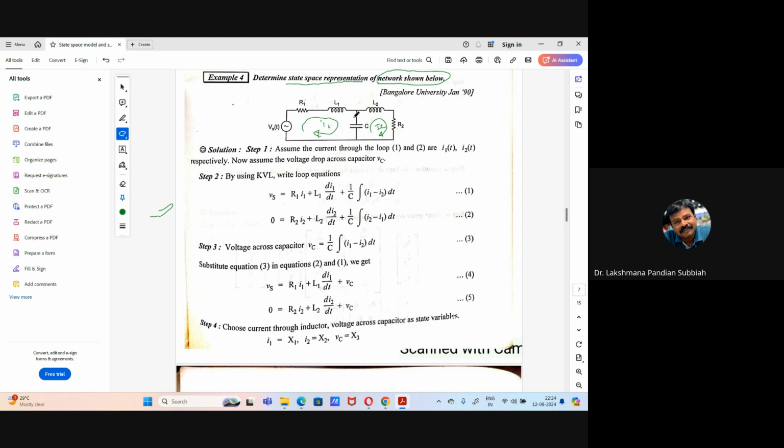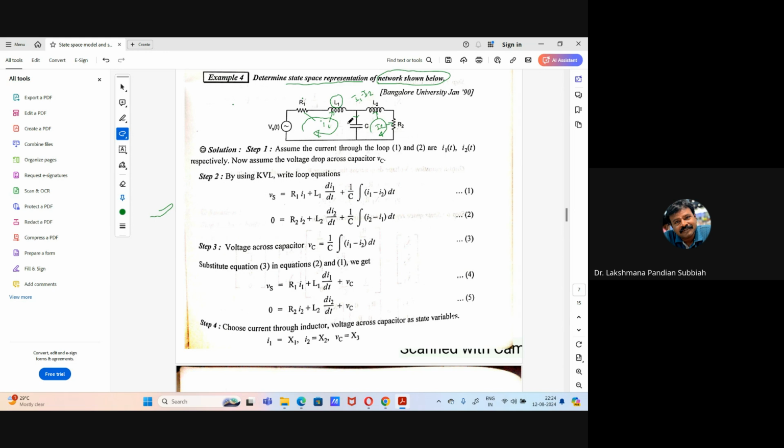In that branch, one current is in this direction and the other in the opposite direction, so the current through the capacitance is I1 minus I2. Then in the inductor L1, the current is I1. In R1, the current is I1. In L2, the current is I2. Then in R2, also the current is I2.